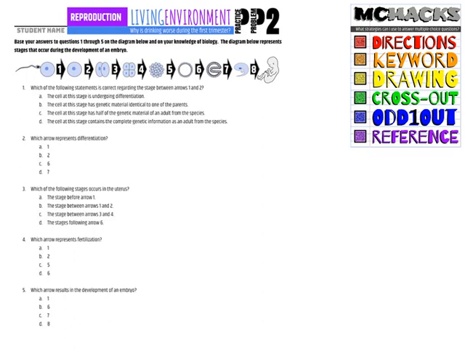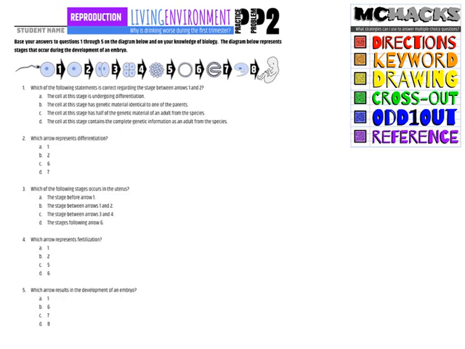This is the annotation video for reproduction PP2. Base your answers to questions 1 through 5 on the diagram below and on your knowledge of biology. The diagram below represents stages that occur during the development of an embryo.